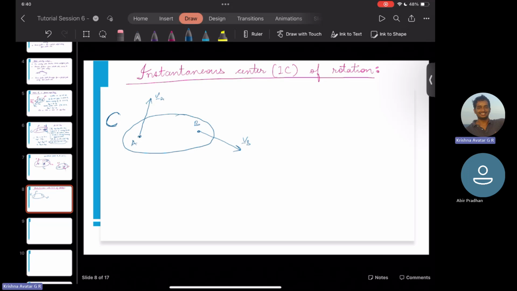So the idea is, say, draw a line perpendicular to the velocity vector VA. I'll just use a different color.